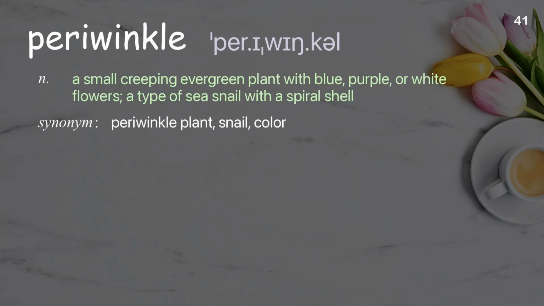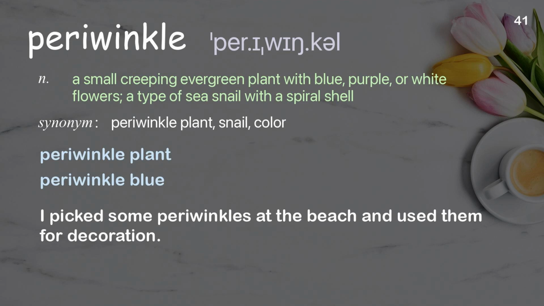Periwinkle. A small creeping evergreen plant with blue, purple, or white flowers, a type of sea snail with a spiral shell. Examples: Periwinkle plant. Periwinkle blue. I picked some periwinkles at the beach and used them for decoration.